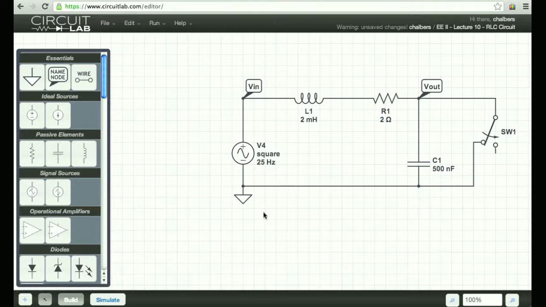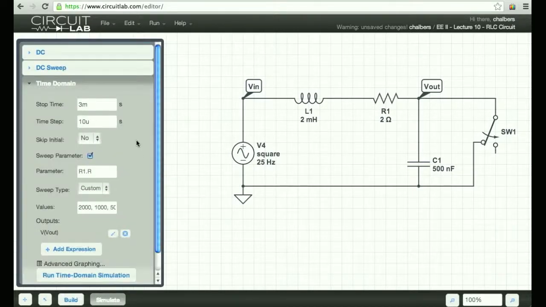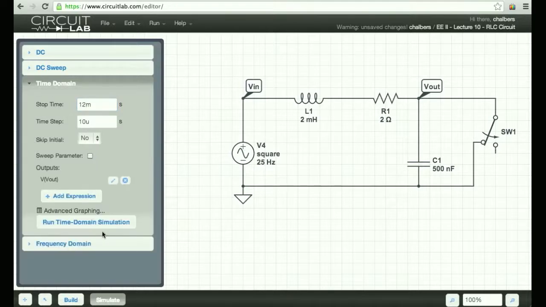So for example, in its current configuration, if I hit simulate, you can see that my step response is a decaying cosine, right? It's still decaying to its final value of 1.